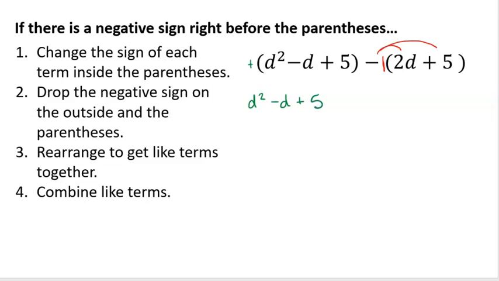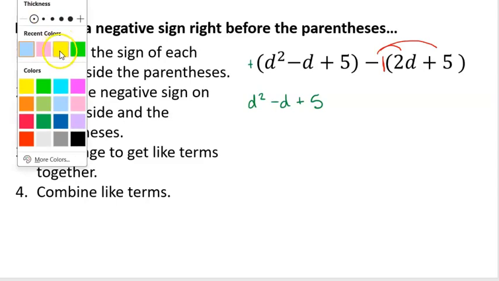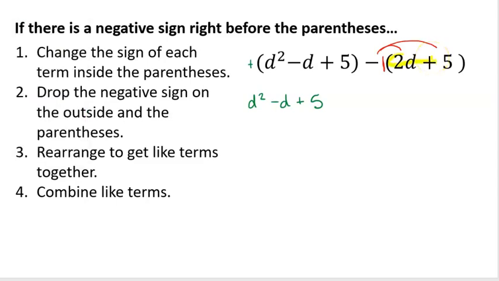And then if we're just looking at what's in the parentheses, instead of distributing and writing our rainbows and all that stuff, we're just going to change the signs of what's on the inside. So that positive 2d is now going to be negative 2d. That positive 5 is now going to be negative 5. And then from here, I can go ahead and rearrange and get my like terms together. So I have d squared, that one is taken care of.